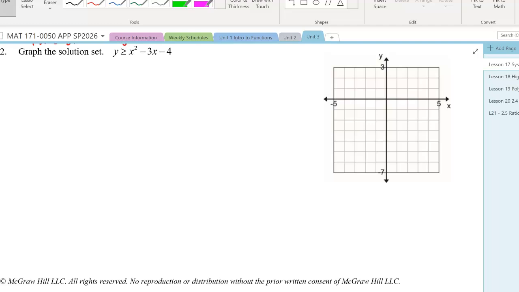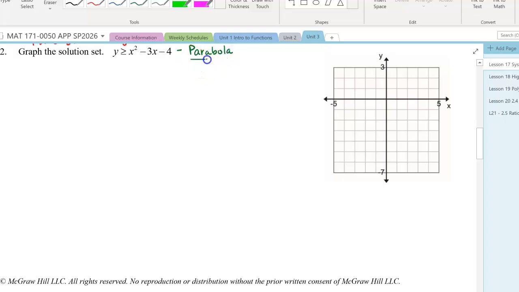Example 2. In this video, we will graph the solution set to y is greater than or equal to x squared minus 3x minus 4. We're going to use the same concepts that we used for example 1, but this time our graph is not a line. This time our graph is a parabola.